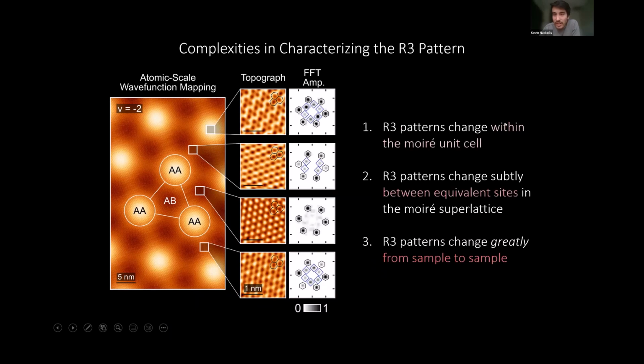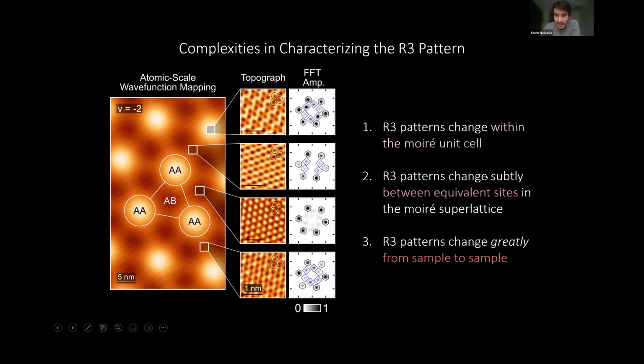Particularly, it not only changes within the Moiré unit cell, from different places within this single unit cell, but it also changes subtly between equivalent sites. If you look at the √3 pattern closely at the AA site here, even though there are no impurities around, it seems that the atomic scale patterns are not quite the same.